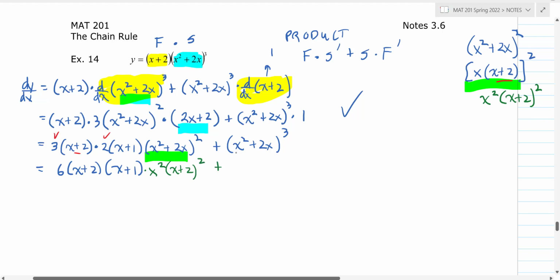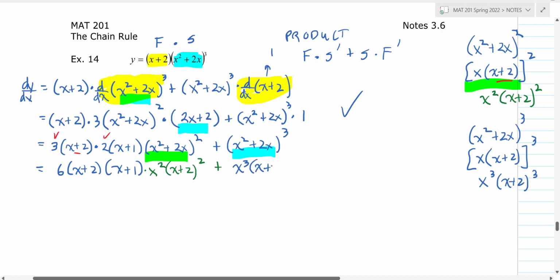Okay, and then when I move over here, I'll be able to handle this in a similar way. Now let's move over here and work on this part right here. Same idea. You have x squared plus 2x to the third power. You can factor out an x inside, and then you can raise both parts to the third power, so you would get x to the third times x plus 2 to the third like that.